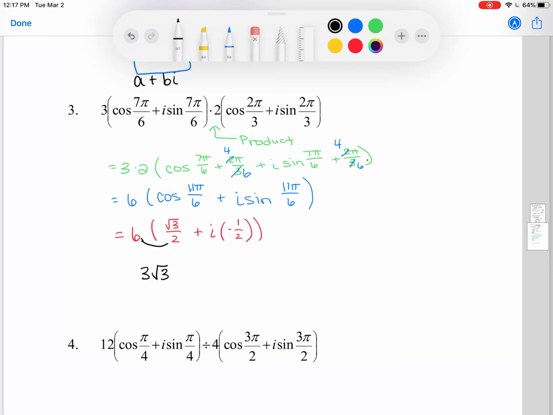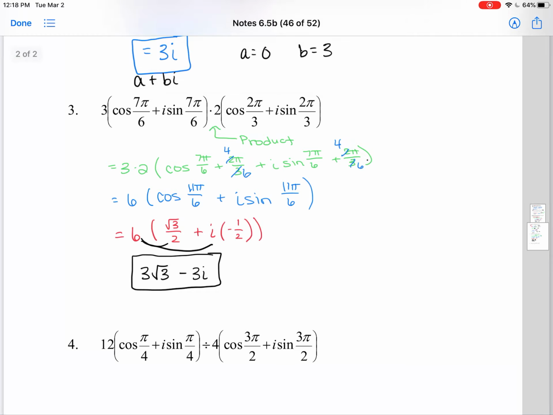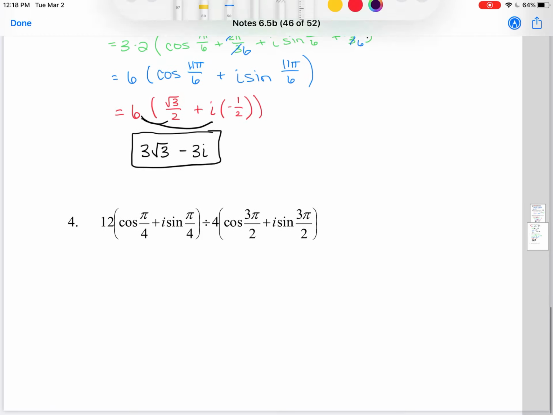Go in and distribute that 6 now. It will cancel, leaving me with a 3 in the numerator and a 1 in the denominator. And then in the second one, I'll be left with a negative 3i when I distribute. Again, it is in complex number form. We are good to continue.